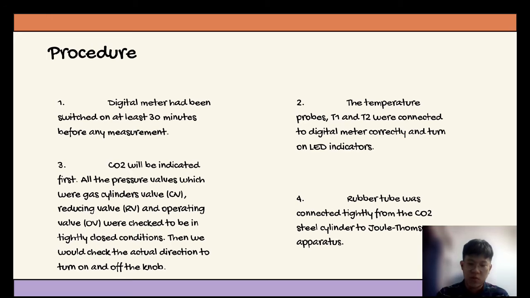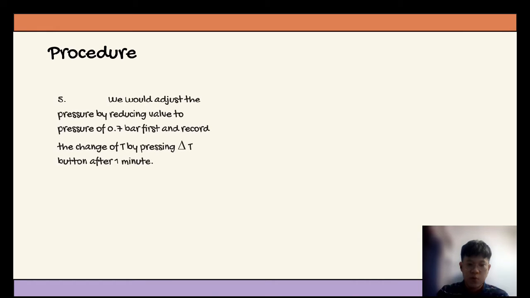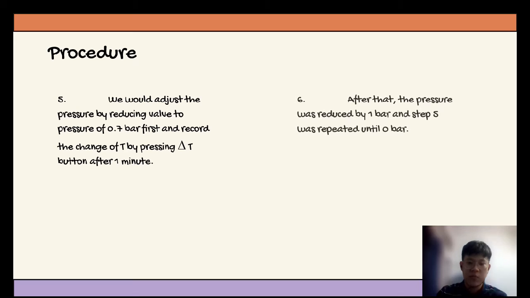The rubber tube was connected tightly from the carbon dioxide steel cylinder to the Joule-Thomson apparatus to prevent the gas from leaking. Next, we adjust the pressure by the reducing valve to a pressure of 0.7 bar first and record the change of temperature by pressing the delta T button on the digital meter after 1 minute. After that, the pressure was reduced by 1 bar and step 5 was repeated until 0 bar of pressure is reached.